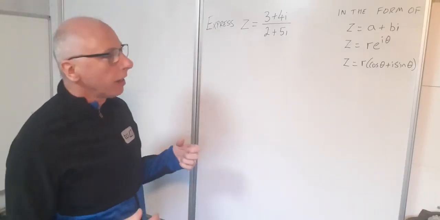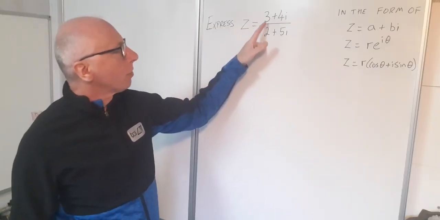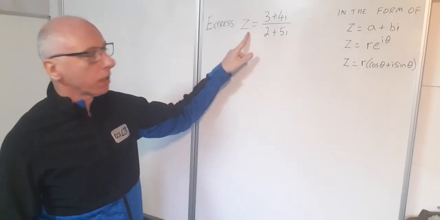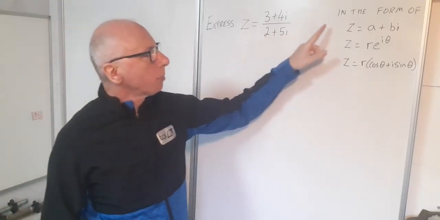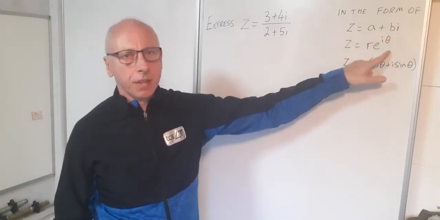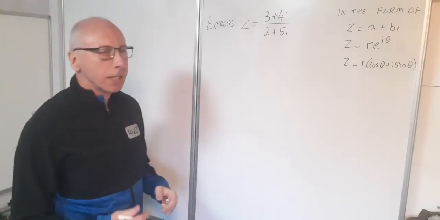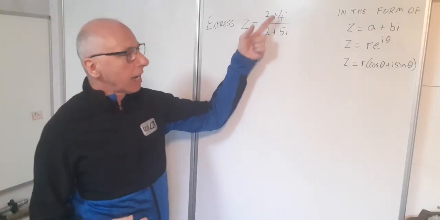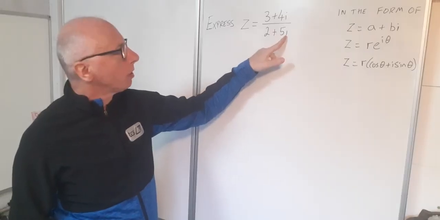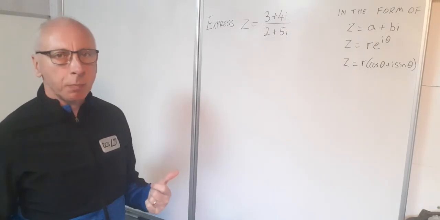So in this question here, I've got a complex number expressed as a fraction: 3 plus 4i over 2 plus 5i. That's our complex number z. And we want to express it in the form z equals a plus bi, re^(iθ), and r(cos θ + i sin θ). So with this as a fraction, and we've got complex numbers in the bottom as well as the top, how are we going to get that in the form z equals a plus bi?